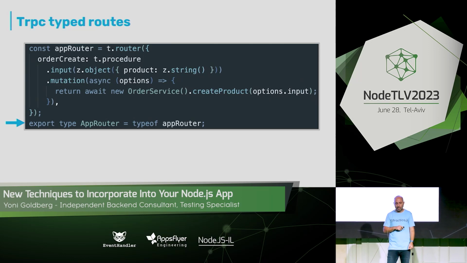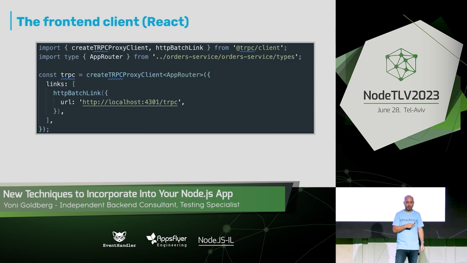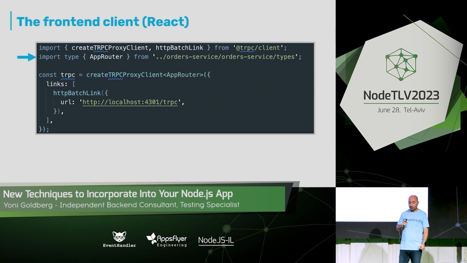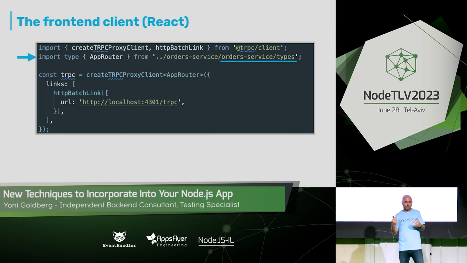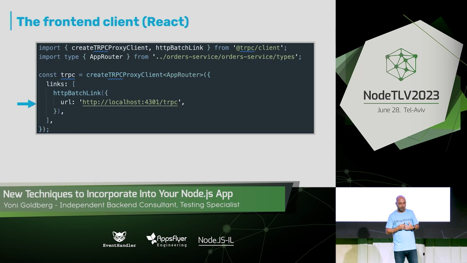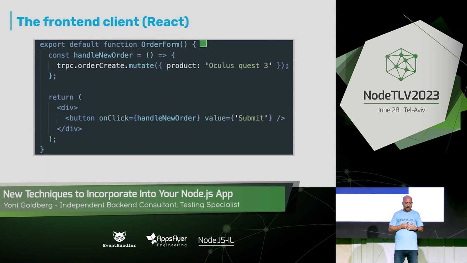So on the front end side, and now I'm switching to the front end side, this is a React example. Let's see the benefit now. I can import tRPC and import the app router from the backend, assuming that it is a monorepo. I get from the backend all the types and routes. Why? Let's see. First, I'll define the backend URL. And now this is the React component, a very simple one, an order form, where I have a single button.